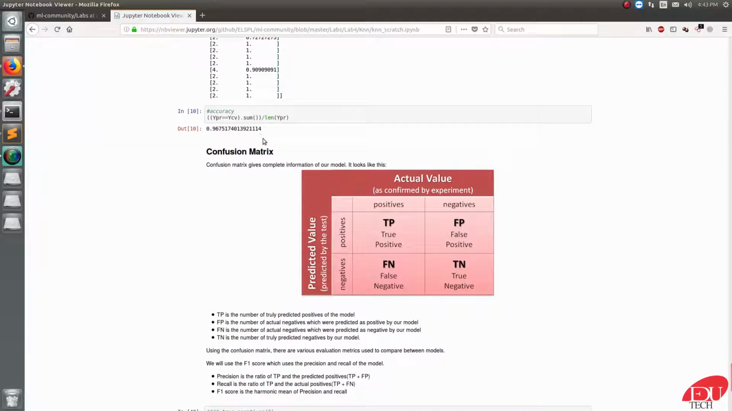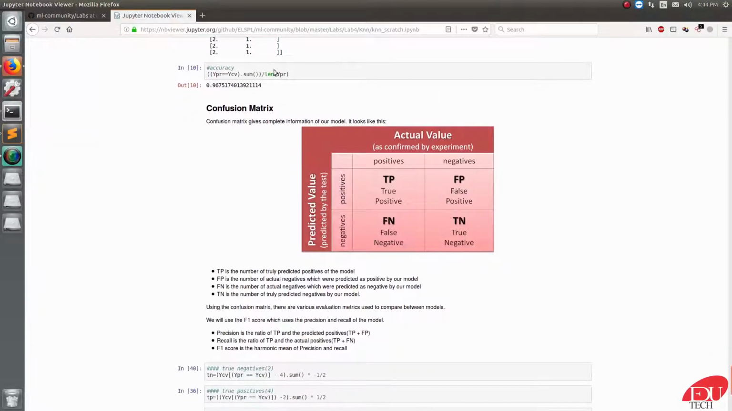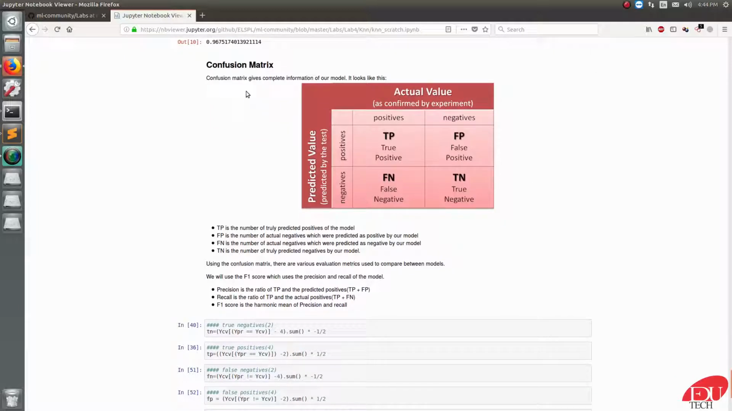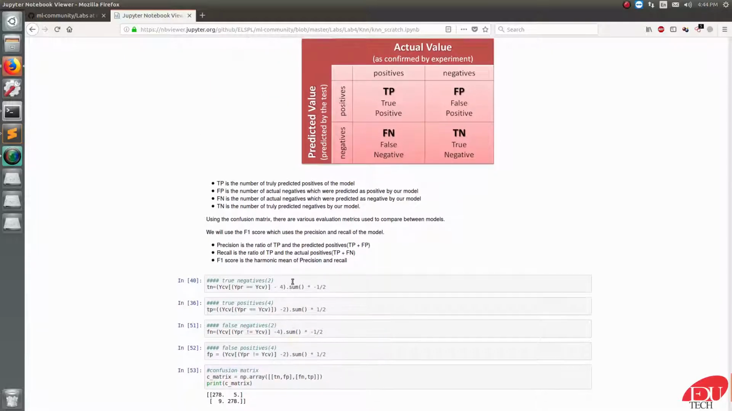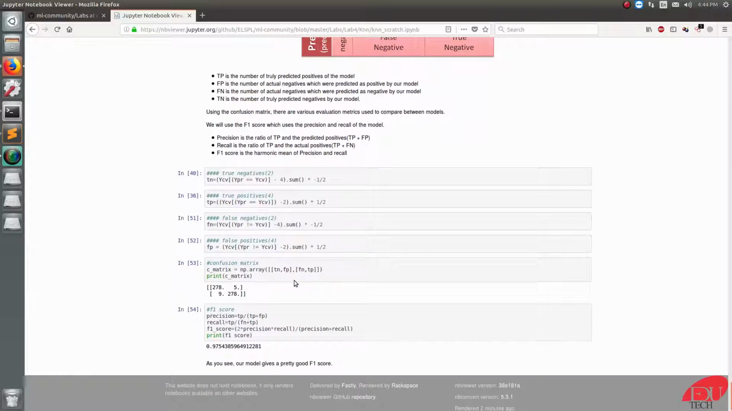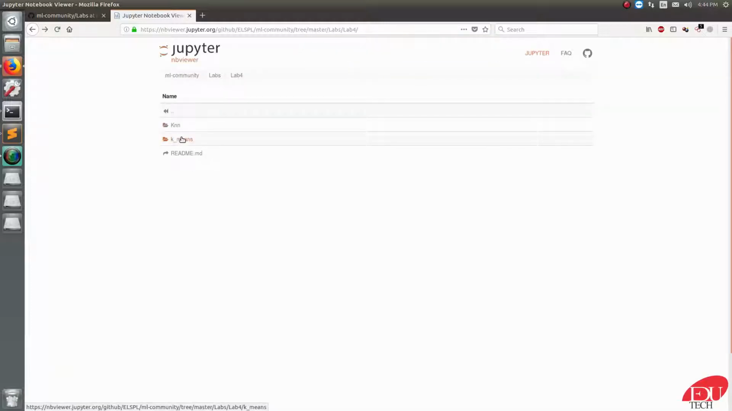But accuracy may not be a good metric for this, so we define the confusion matrix here. The confusion matrix, the theory is given here, and the F1 score, which is a very good metric in these cases, has been calculated. It's 97.5%, and so the model can be treated as very accurate. Let's head over to k-means now.